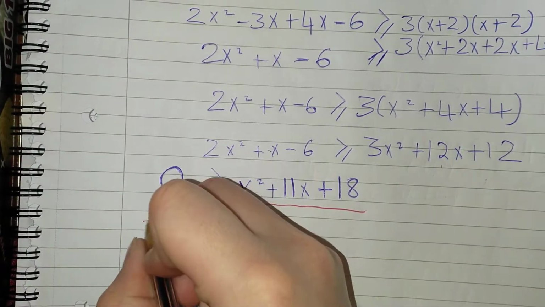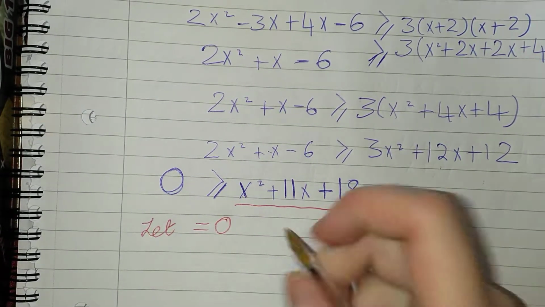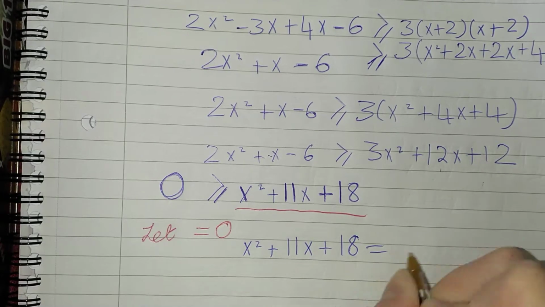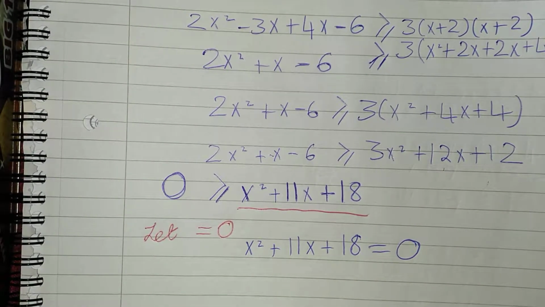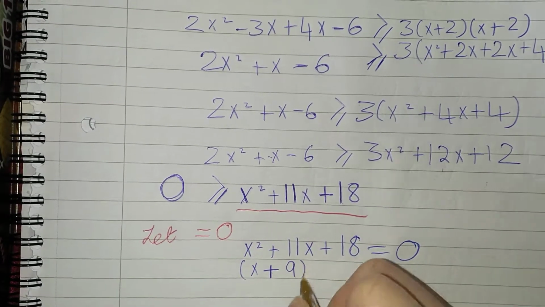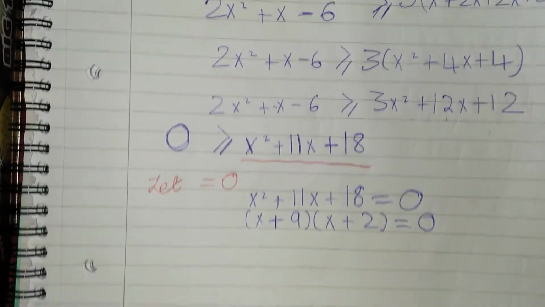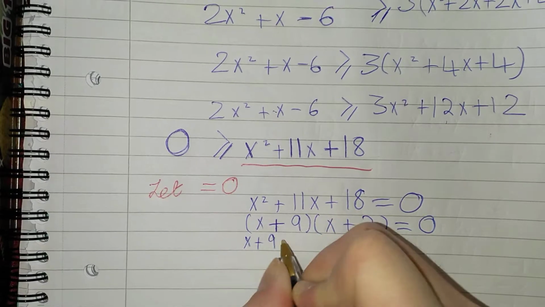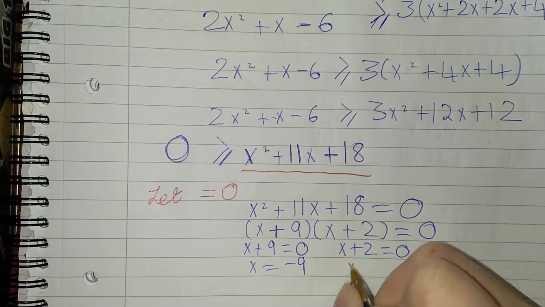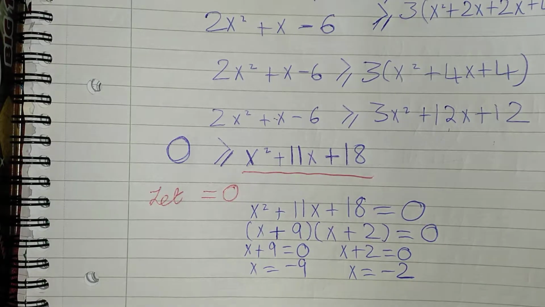So what I'm going to first do is let my inequality equal 0. So I'm going to get x squared plus 11x plus 18 equals 0. So I'm going to have to factorize this. So the factors of this, I think, are going to be x plus 9 and x plus 2. So I'm going to figure out where my inequality actually equals 0. So x plus 9 equals 0, x is equal to minus 9, x plus 2 equals 0, x is equal to minus 2.